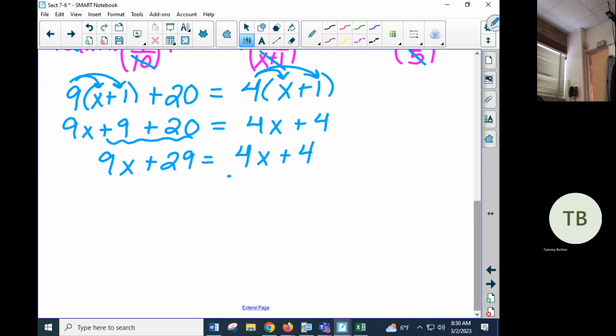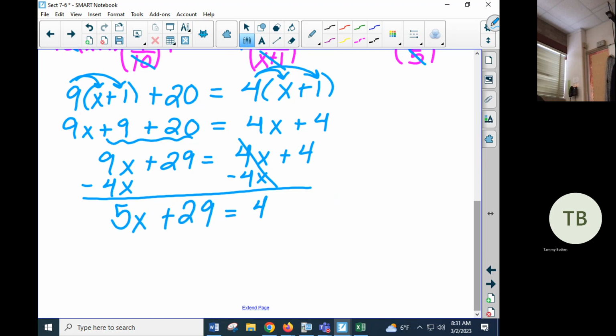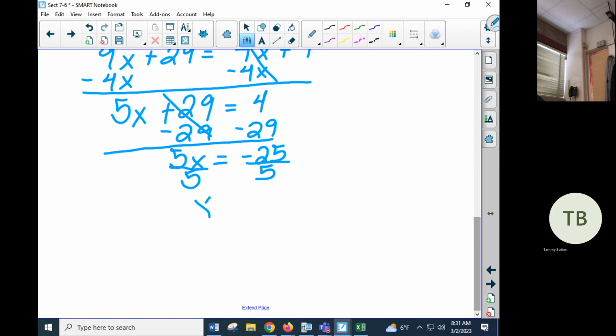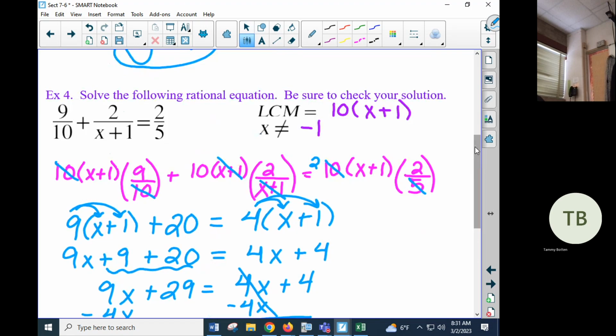And then I'm going to subtract 4x. And 9x minus 4x is 5x plus 29 equals 4. And then I'm going to subtract 29. And I get 5x equals -25. Divide by 5, and x is a negative 5. Okay. And all you have to make sure is that it's not a -1.